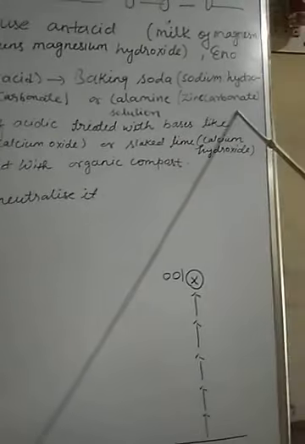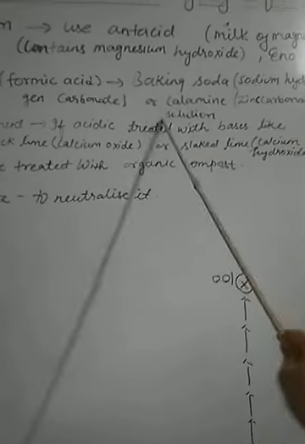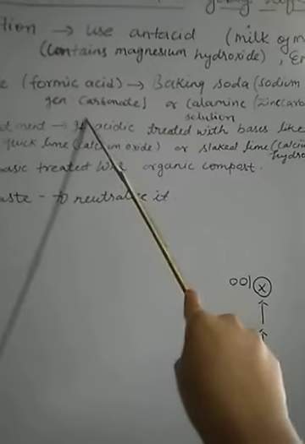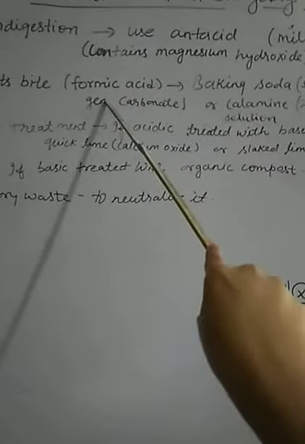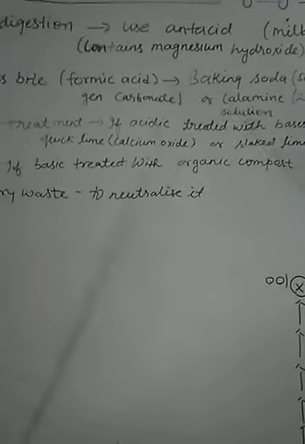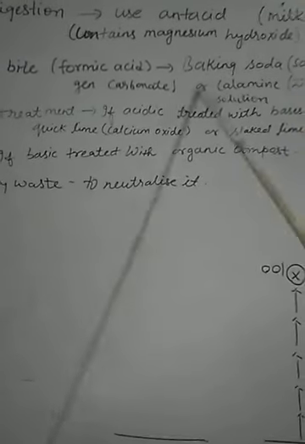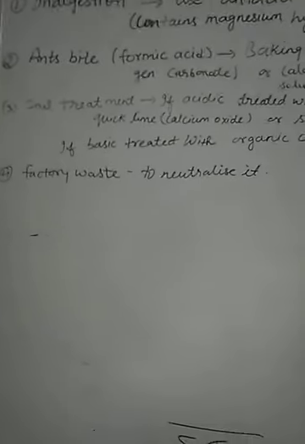These are used to treat the effect of formic acid which is released by the ant into our skin and causes pain. So by rubbing moist baking soda at that place, at that body part, we get relief from the effect of the ant bite.